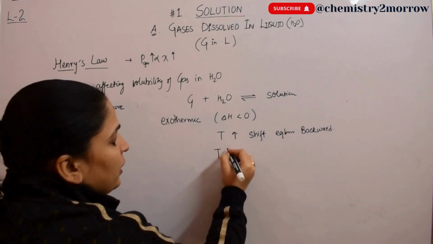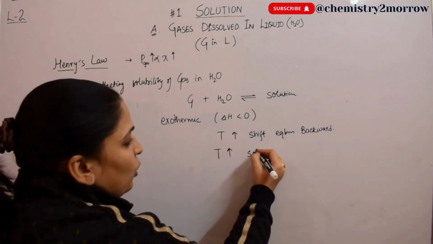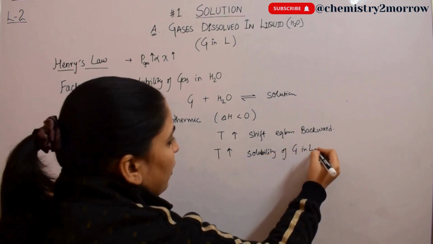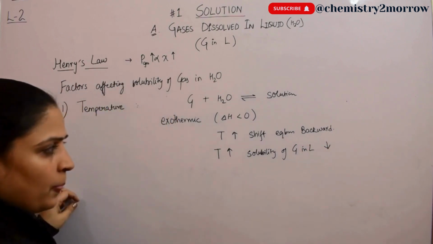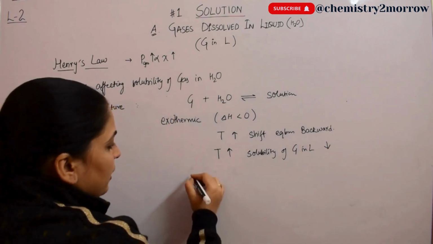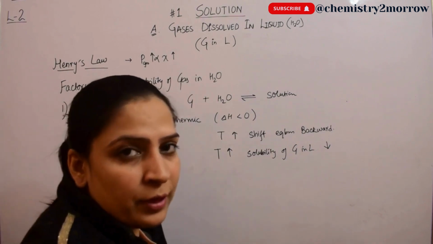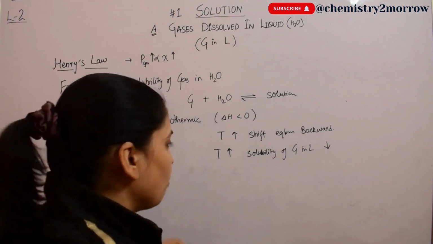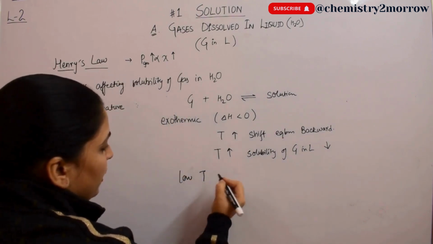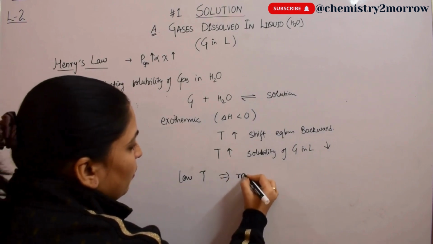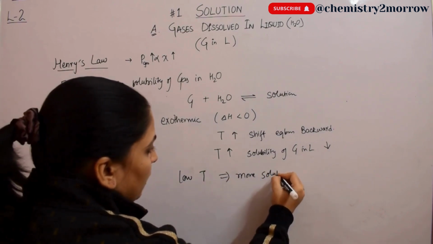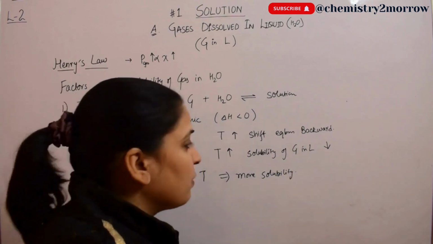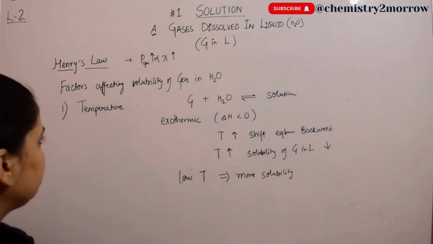So it means with increase in temperature, the solubility of gases in liquid will decrease. This is also one of the reasons that aquatic life can survive at depth of the oceans, because at oceans the temperature is low. Low temperature means more solubility. So there the amount of oxygen dissolved is more, that's why they can survive even at higher depth.